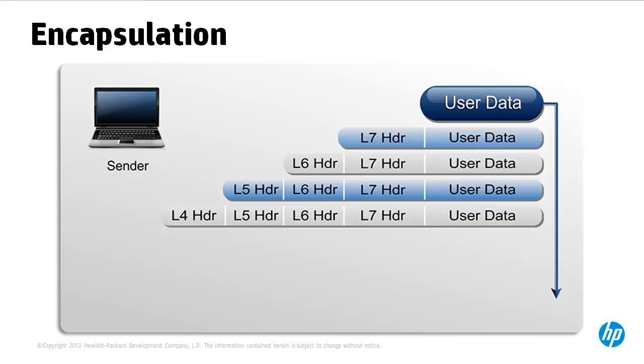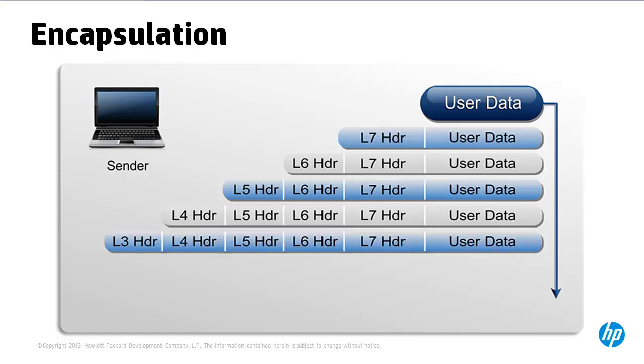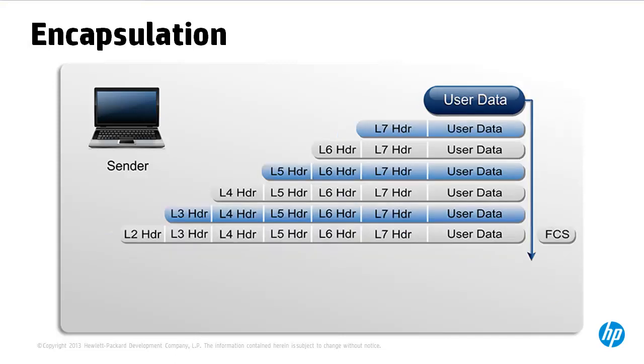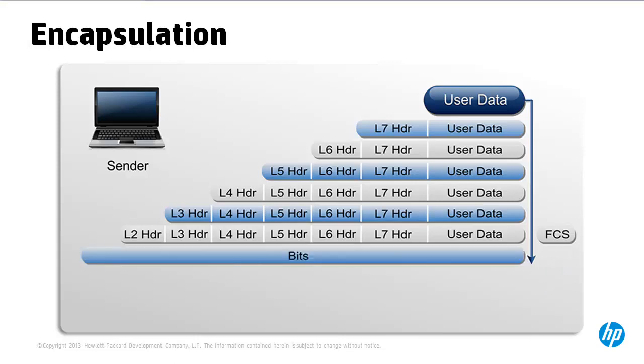And this continues all the way down. At layer 3, the data is encapsulated with a network layer header. At layer 2, the data is encapsulated with a data link layer header, and in this case, a frame check sequence is added to the data. This ensures that the data is not corrupted when sent from the sender to the receiver. Lastly, the data is transmitted across the physical wire or physical media as bits, in other words zeros and ones, and that is then sent from the sender to the receiver.